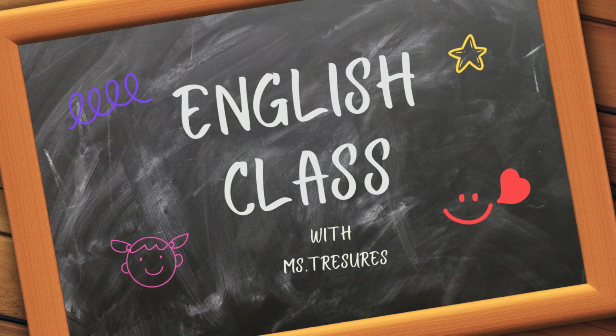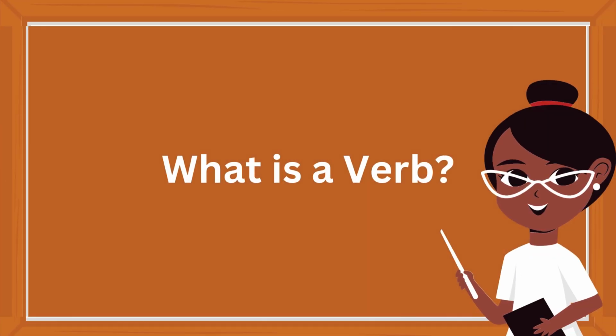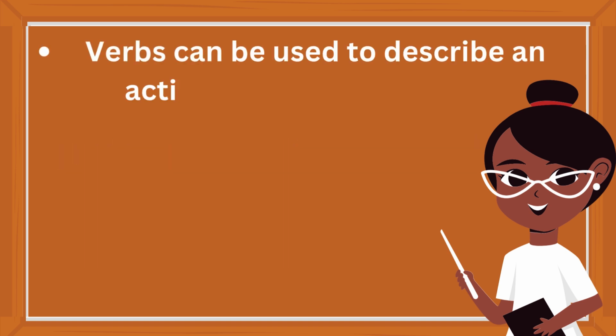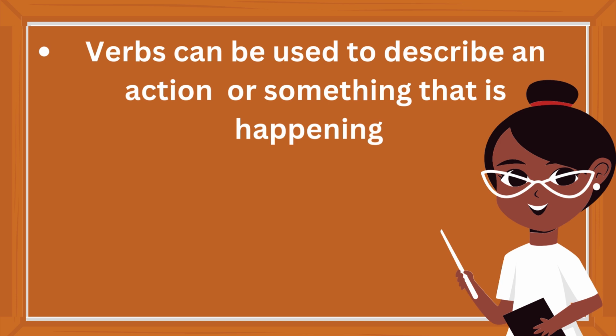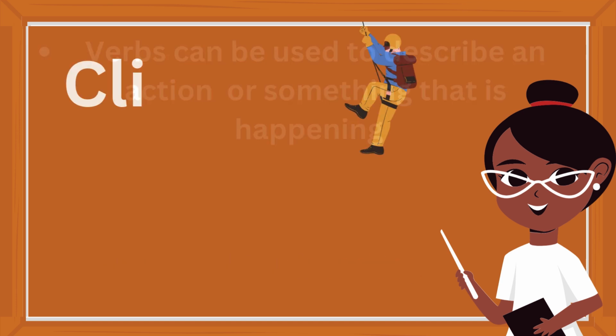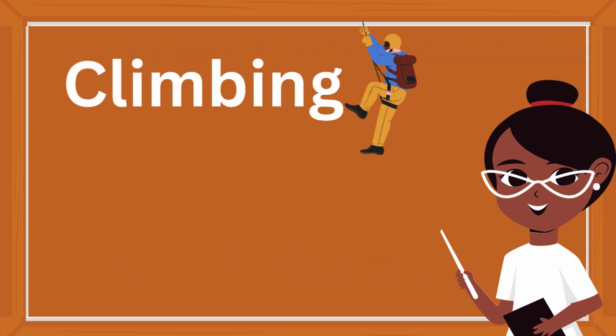Today we will be learning about verbs. What is a verb? Verbs are action words. Verbs can be used to describe an action or something that is happening. Verbs can be used to describe how someone or something is feeling. Let's look at some examples.